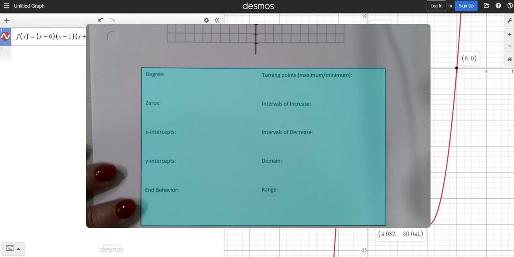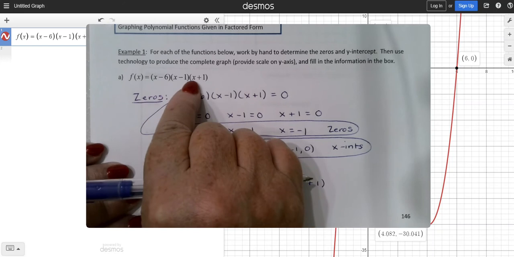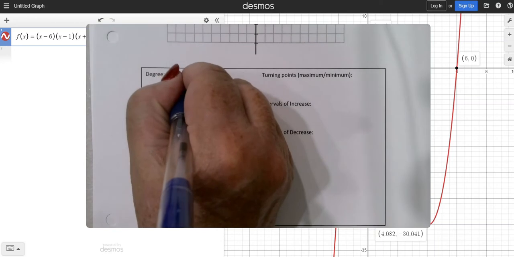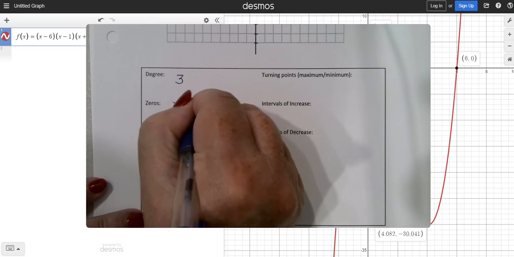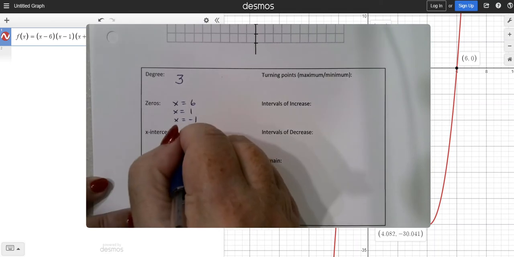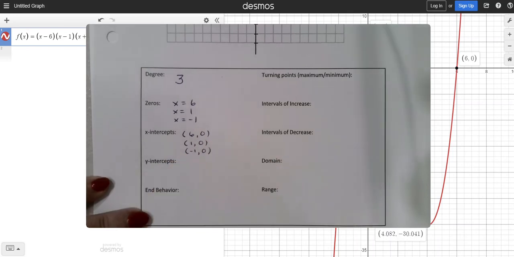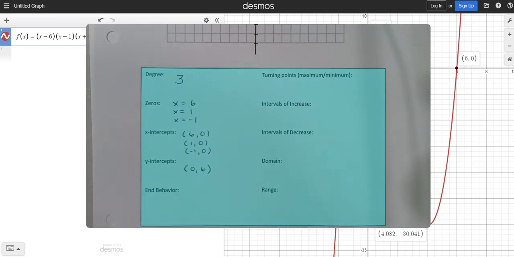All right, the degree. Go back over here for just a second. Without bothering to multiply all this out, which we definitely don't want to do, I can see it would be x times x times x, or x cubed. So this is going to be a 3rd degree. Okay. We already said the zeros were x equals 6, x equals 1, and x equals -1. And the x-intercepts, list those as well. We already found the y-intercept, it was 0, 6. All right, let's talk about the rest of these.